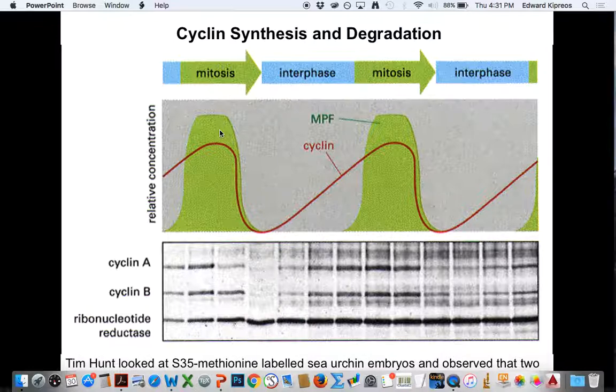And then he says, okay, I'm going to run the whole extract on the gel, and I'm going to see what's being made. So he's going to fertilize them, and then he's going to see what happens after they're fertilized and start going through mitosis. And what you see is that there's not a lot of synthesis here. You got this thing, it's called cyclin A, this one's cyclin B, and you got ribonucleotide reductase. And this one just keeps going up, but these ones cycle.